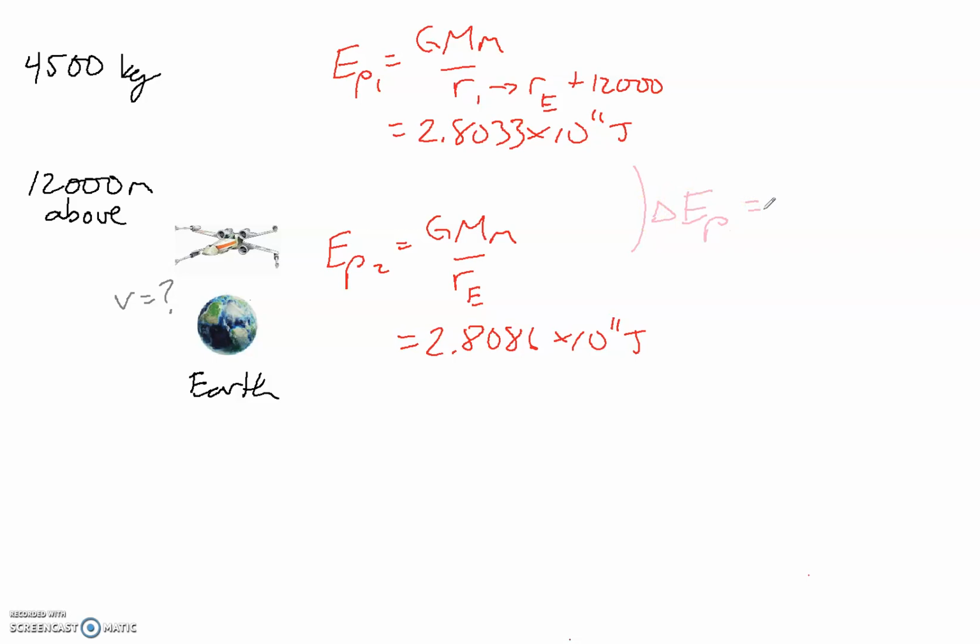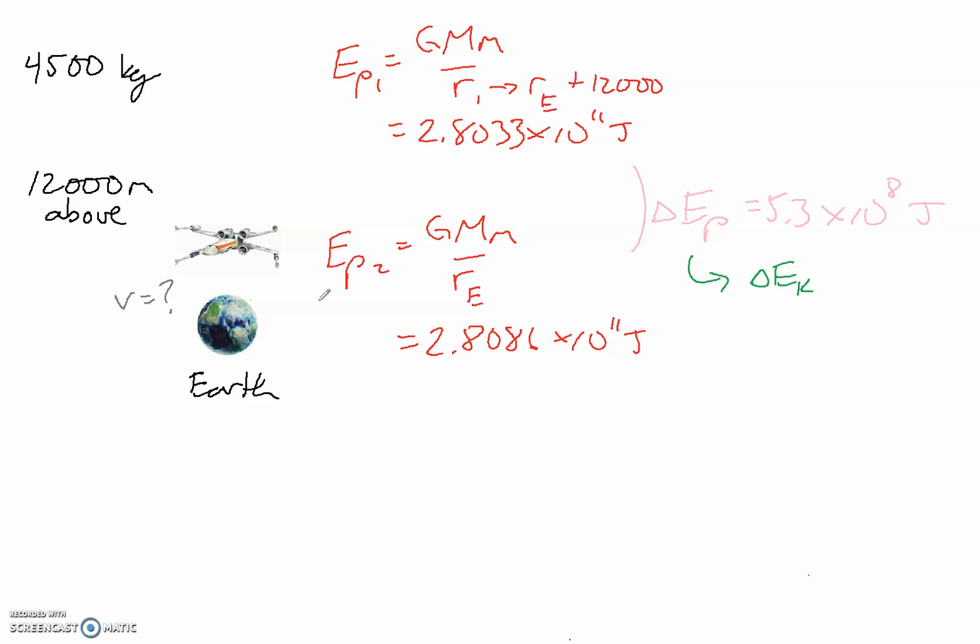So all we have to do is take those two and subtract them, and we get the change in potential energy. If we subtract those two, we get a change of potential energy of about 5.3 times 10 to the 8 joules. Now, not only is this the change of potential, this is also going to be the change in kinetic energy. It had no kinetic energy up here, and it gained it as it went down. The change of potential is going to be equal to the change in kinetic.